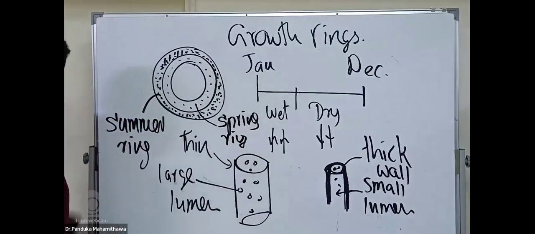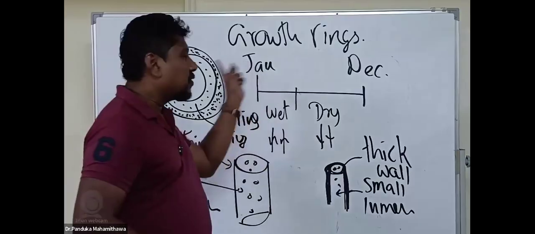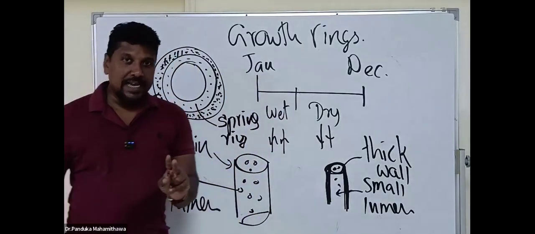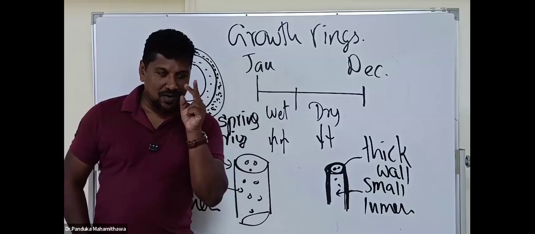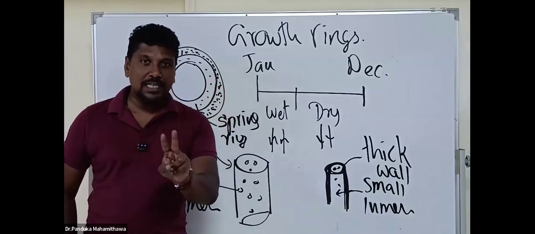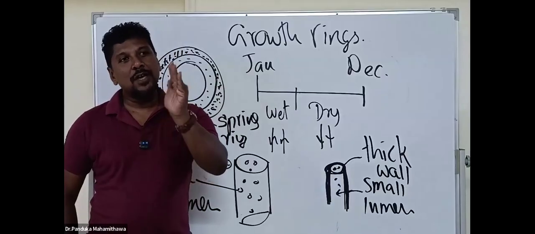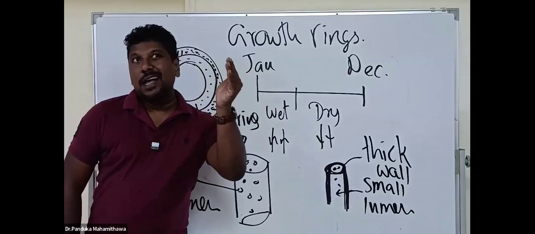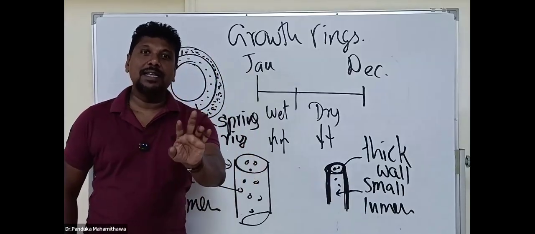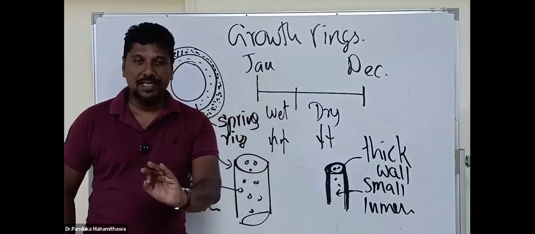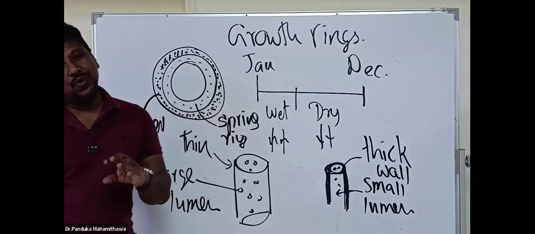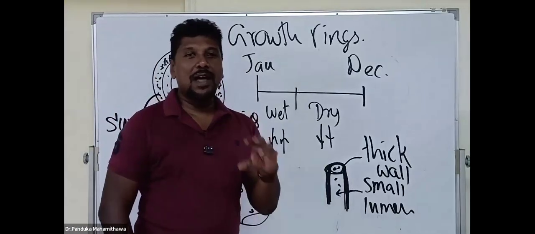Okay, understood. So these are called growth rings. The summer ring and the spring ring together make one ring. Both rings are made only once in a year. So if you have two summer rings and two spring rings, that means the age of the plant is 2 years.